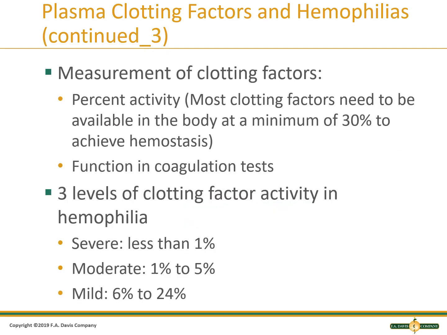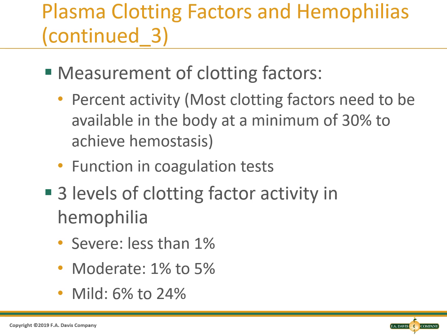When it comes to the measurement of clotting factors, we look at the percent activity. Most clotting factors need to be available in the body at a minimum of 30% to achieve hemostasis. We also look at the function in our coagulation testing. There are 3 levels of clotting factor activity in hemophilia. With severe hemophilia, it's going to be less than 1%, moderate hemophilia 1 to 5%, and mild hemophilia is 6 to 24%.